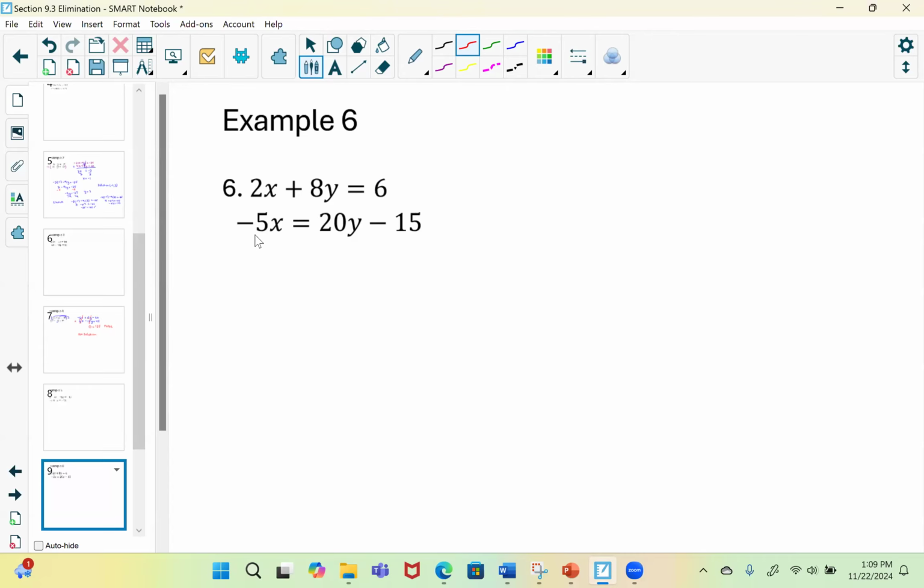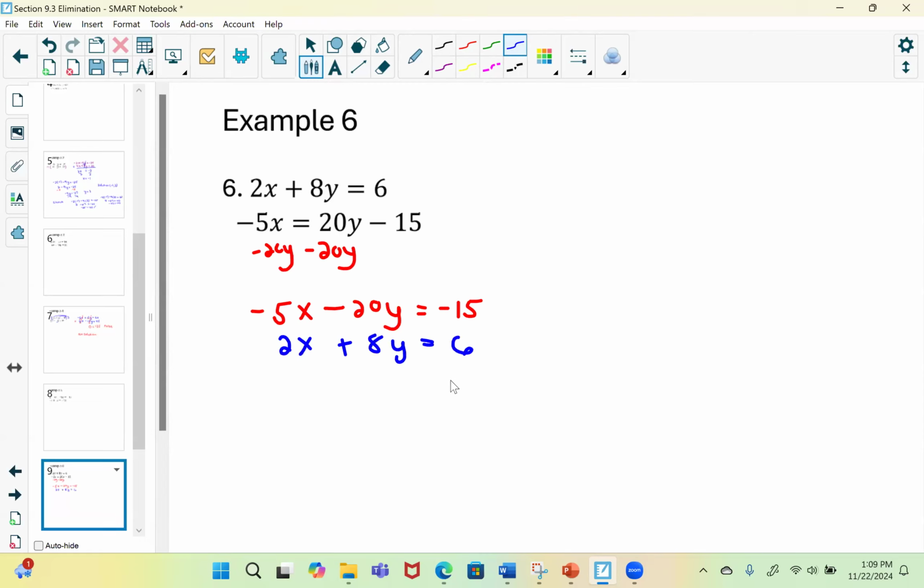To do that, I need to move the 20y to the other side. I do that by subtracting 20y from both sides. And that would give me negative 5x minus 20y, I can't combine them, equals negative 15. And then I have my other equation. Whether you write it on top or bottom, it doesn't matter, but we're just going to make sure our x's and our y's are lined up. If it's not in standard form, which again is ax plus by equals c, we need to move around the equations by adding and subtracting terms to get it in standard form.